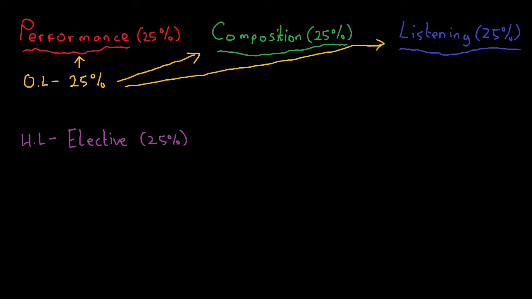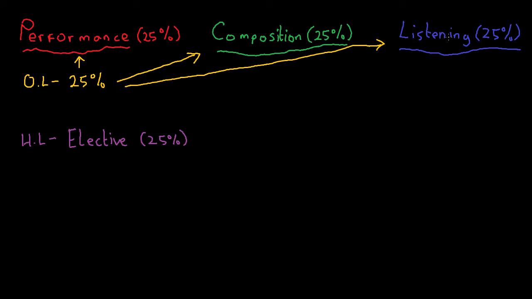In our last video, we broke down the Leaving Cert curriculum into its different sections, how each one of those sections is assessed, and how much of a percentage is weighted to each of them. So we talked about how we had a performance exam, a composition exam and a listening exam, and each of those is worth 25%. If you're doing ordinary level, the remaining 25% of your exam, you can choose where you want it to go, which of those sections you want it to go to.